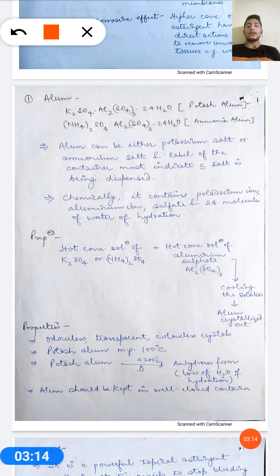The potash alum has the structure K2SO4.Al2(SO4)3 with 24 water of hydration. And ammonia alum is (NH4)2SO4.Al2(SO4)3 with 24 H2O. The difference is that the potash alum includes potassium and the ammonia alum includes ammonium. This is the only difference. So here it is written that alum is either a potassium salt, this is the potassium salt, or an ammonium salt, this is the ammonium salt.